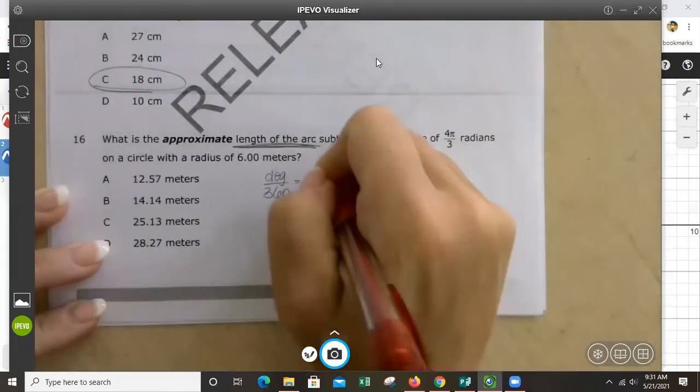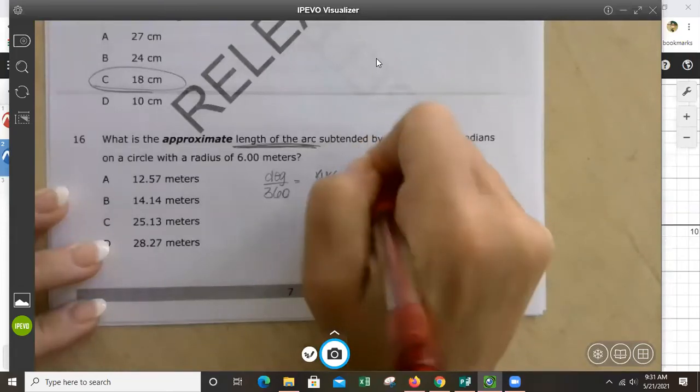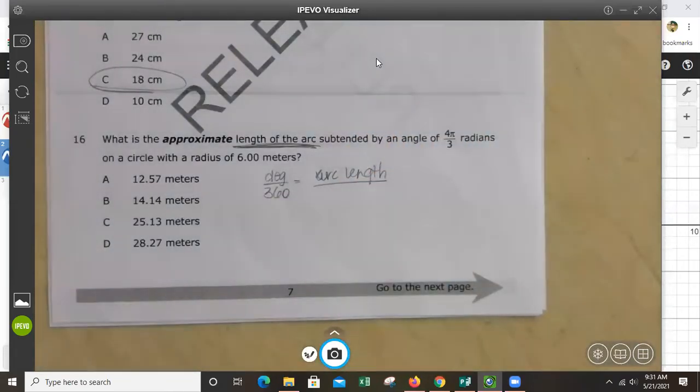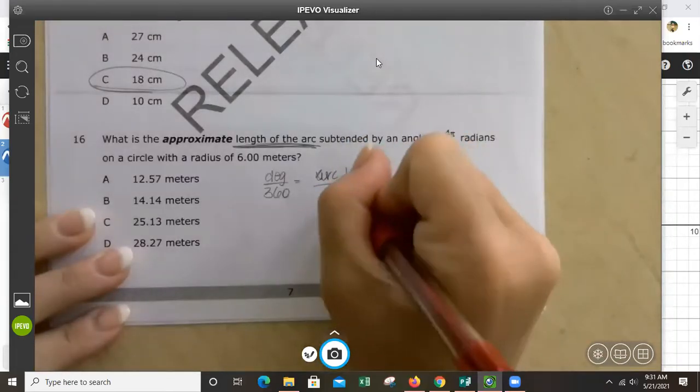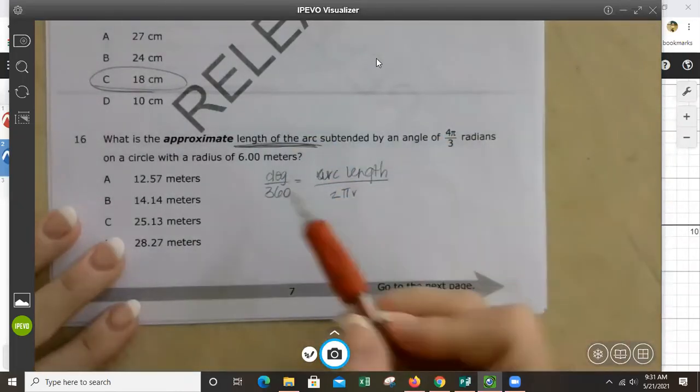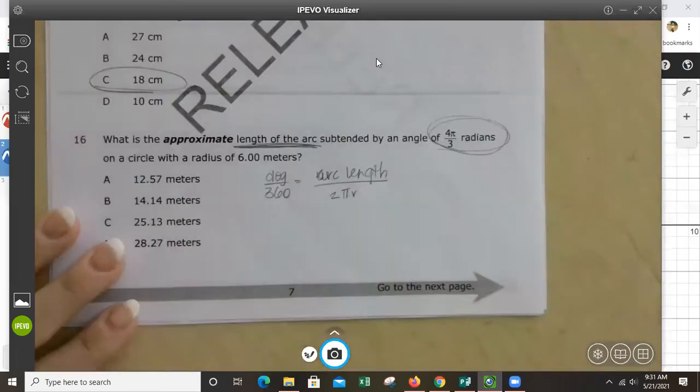Degrees over 360 equals your arc length over what? One of two formulas. It doesn't matter which one you pick. 2 pi r is fine. This one gives us the radius, so 2 pi r will work well. All right, the problem is they don't give us degrees. What do they give us?